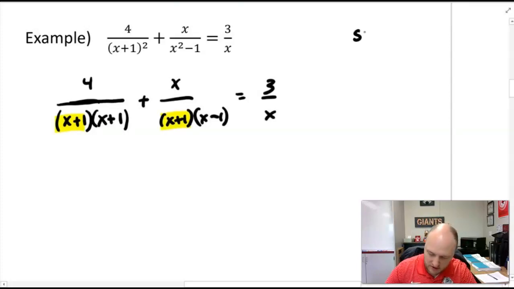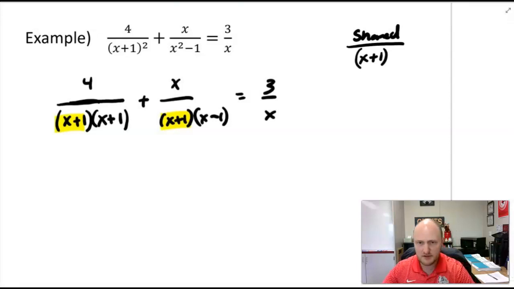And what I like to do over here is write shared. We have x plus 1. Nothing else is shared. Notice this is an x, but this is x plus 1. This is x minus 1. So those are not shared.